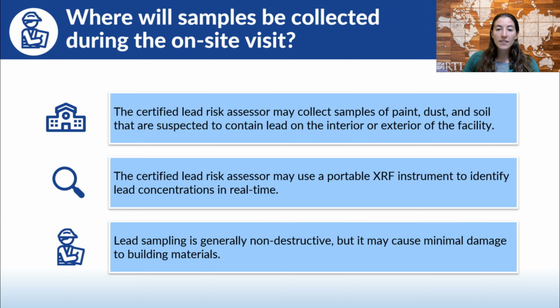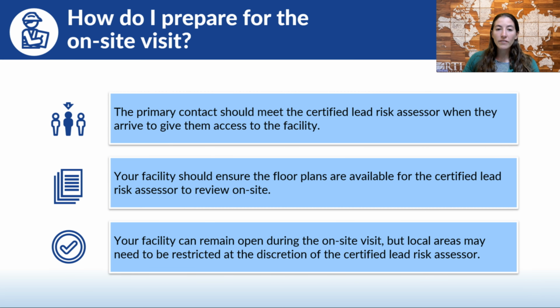To prepare for the on-site visit, the primary contact should plan to meet the certified lead risk assessor when they arrive to give them access to the facility. Floor plans should also be available for the risk assessor to review while on-site. And finally, your facility can remain open during the on-site visit, but local areas may need to be restricted at the discretion of the risk assessor.